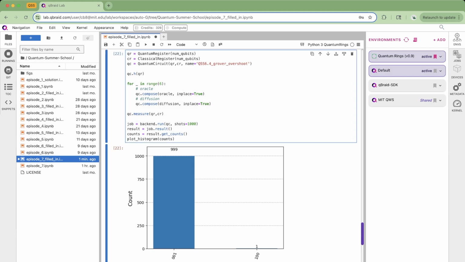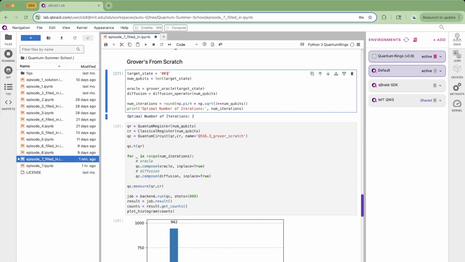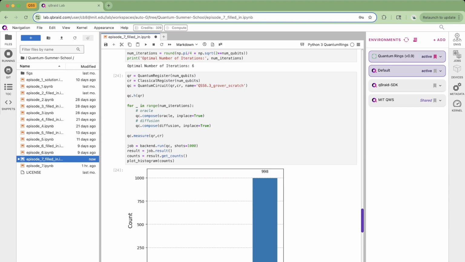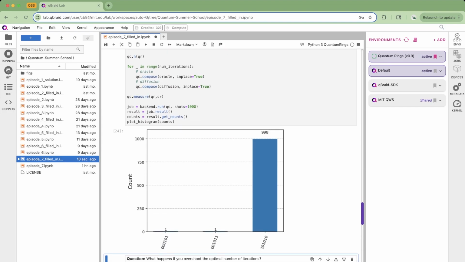So what's happening here is we've actually gone around the circle a full time, and we're back up near pi over 2 again. Another thing that I'd like to point out is that we can also do more qubits. So maybe we want to do a 6 qubit state, then the optimal number of iterations would be 6. And here we can see that this works super well. We measured the state we were looking for all but 2 times out of 1,000.